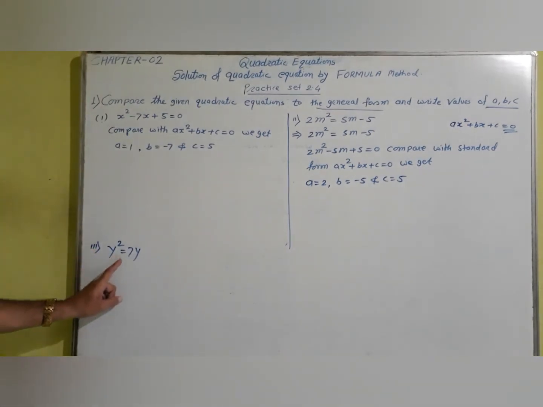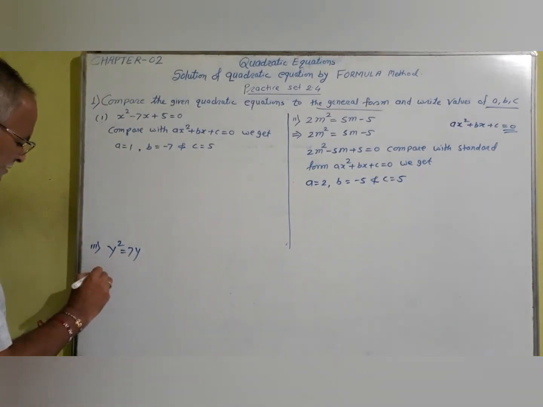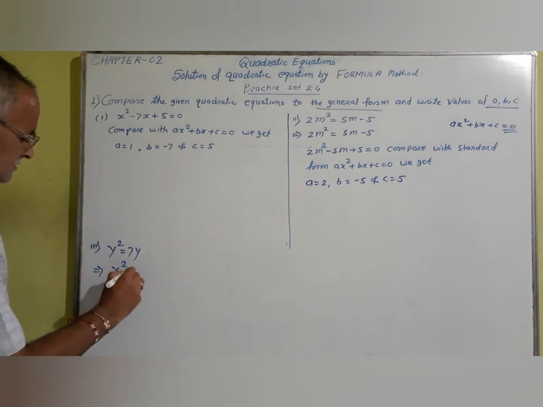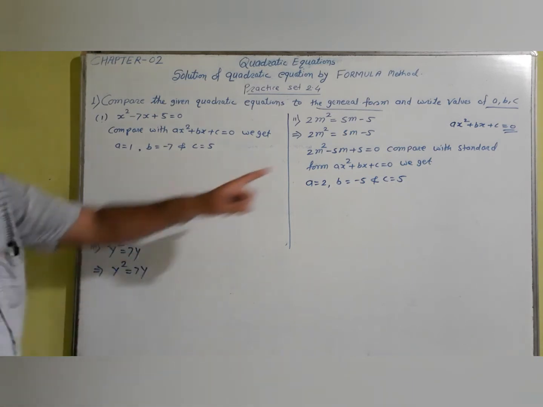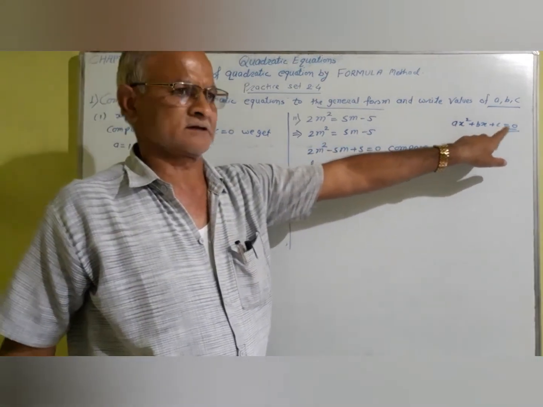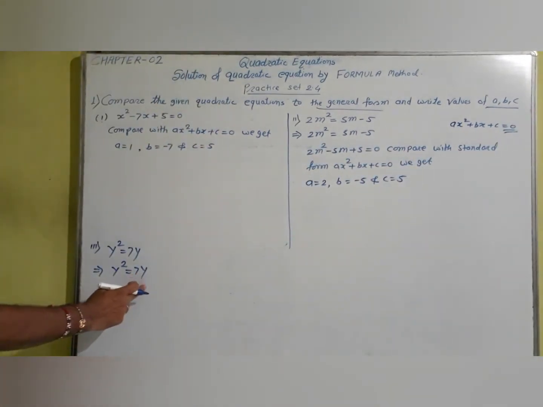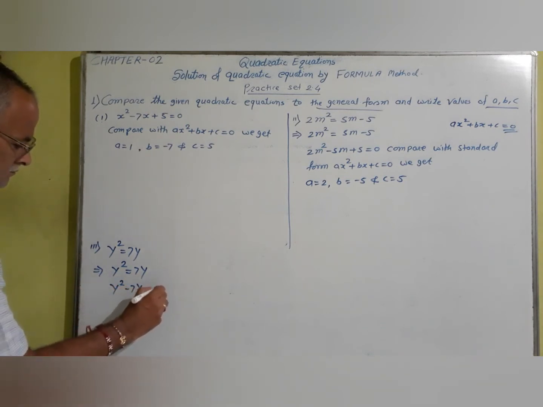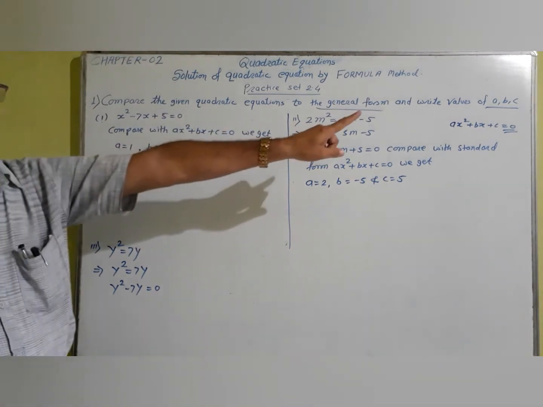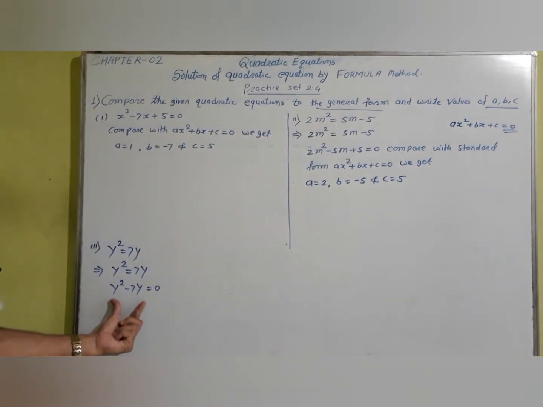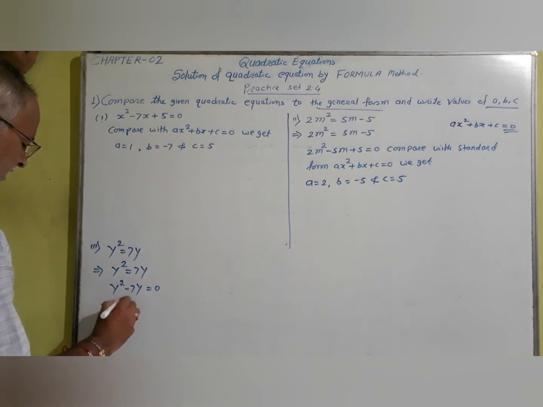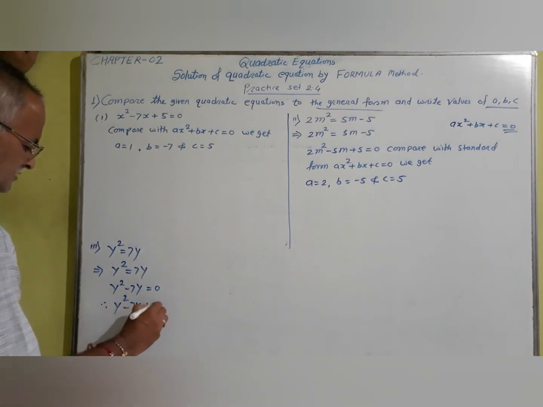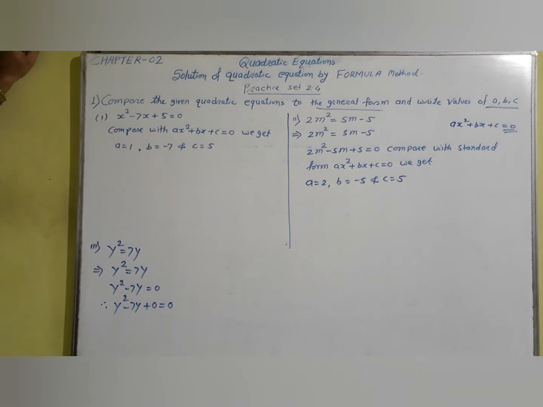Now third, y square is equal to 7y. So first of all, we write the given equation y square is equal to 7y. You know the standard form ax square plus bx plus c is equal to 0. And therefore this 7y taken to the left side becomes y square minus 7y is equal to 0. Now you know that the standard form contains 3 terms and this contains only 2 terms. Which 2 terms are contained? It contains the first 2, the last term is absent, and therefore we write it y square minus 7y plus 0 is equal to 0. And now we compare it.